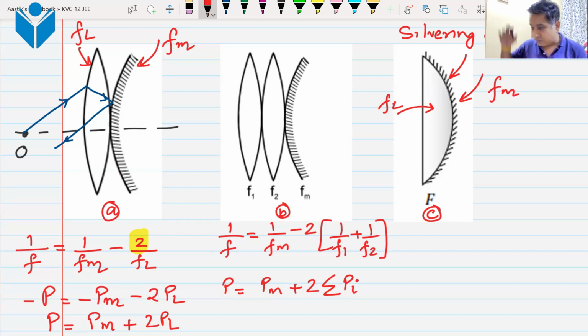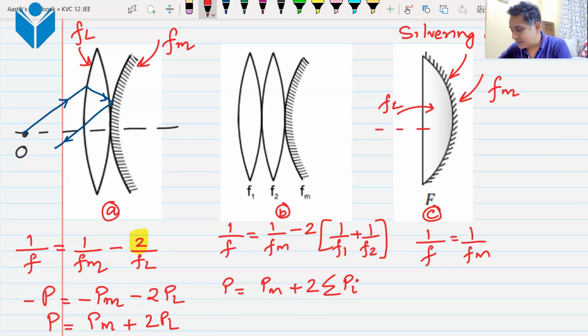What will be the focal length of the combination of the third one? No one? Shall I tell you? So the answer would be 1 by F is equal to 1 by FM minus 1 by FL.